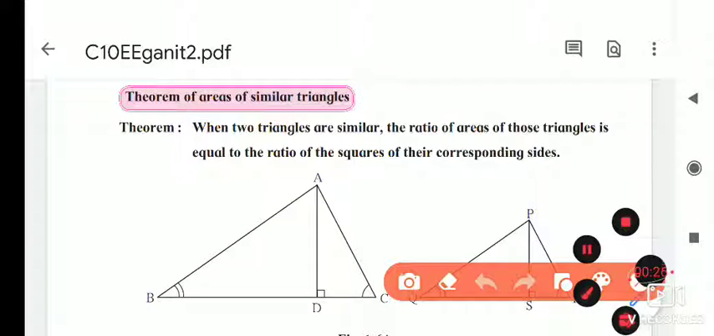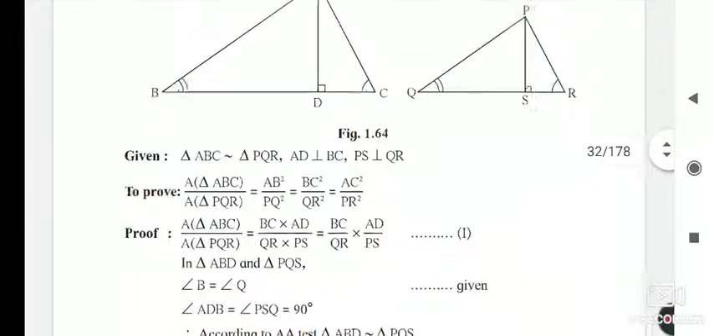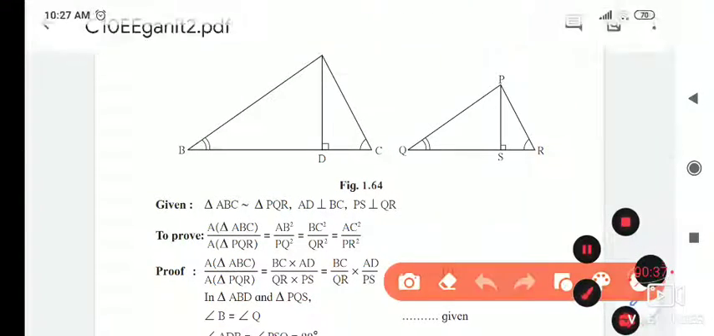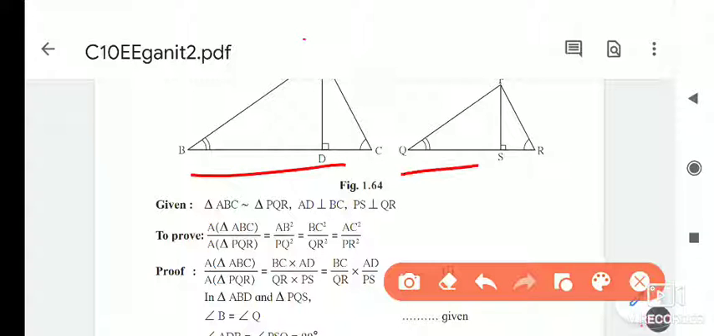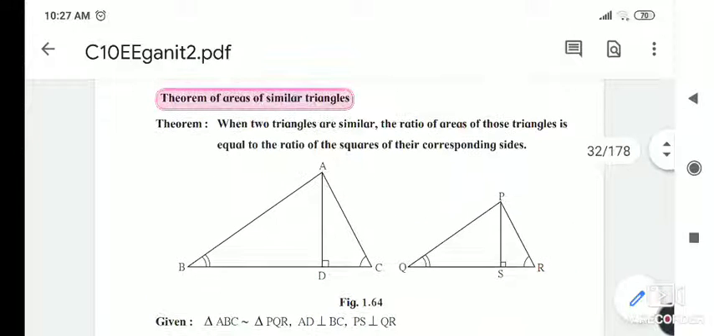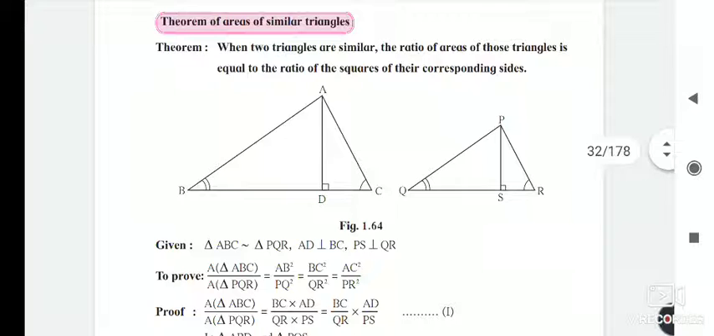When two triangles are similar, the ratio of the areas of those triangles is equal to the ratio of the squares of their corresponding sides. So, as I told you, if you want to find the ratio of the areas of two triangles, here triangle ABC and triangle PQR are given, then the ratio of the areas of these triangles is equal to the ratio of the squares of the corresponding sides of those triangles.